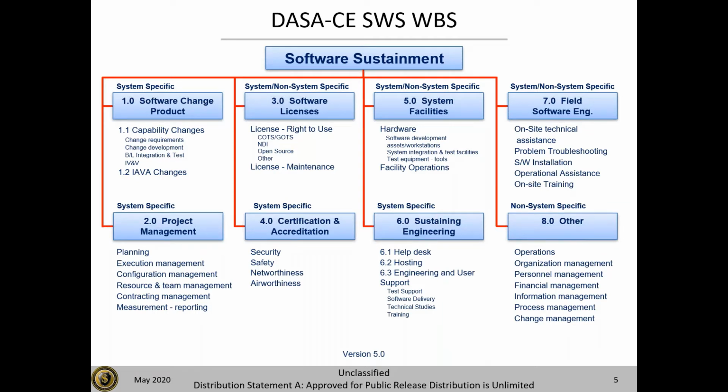This is the WBS that we're talking about. 8 major efforts or 8 major activities that go into software sustainment. One of the things we found was that a lot of our senior management thought of software sustainment as WBS element number 1, which is changing the code. While that's important, and obviously that's where we want to get to, the reality is that that's only a small portion of the cost for software sustainment.